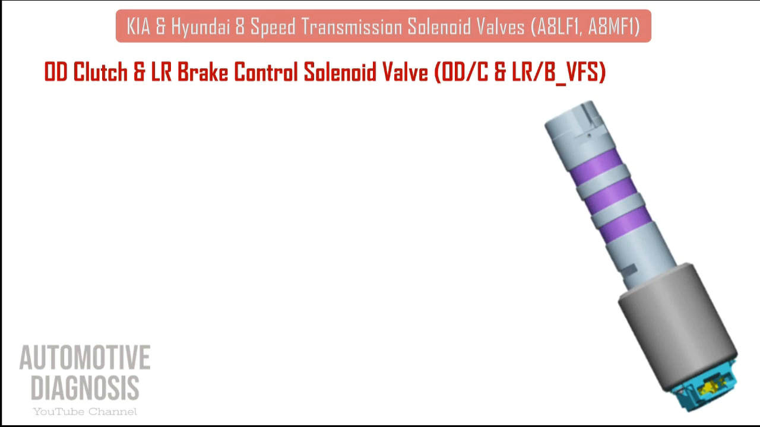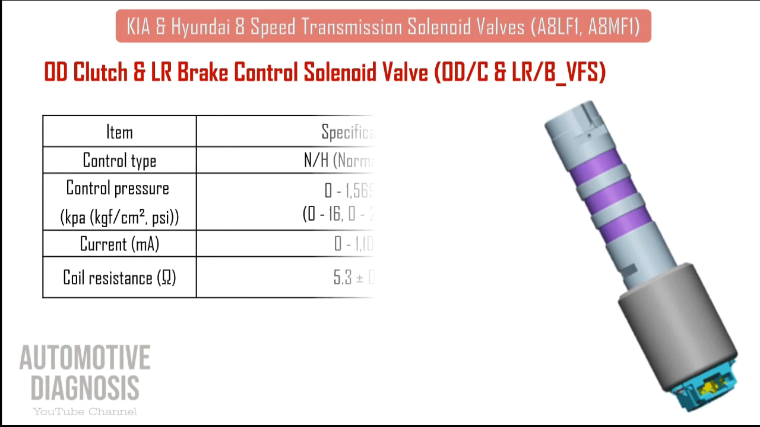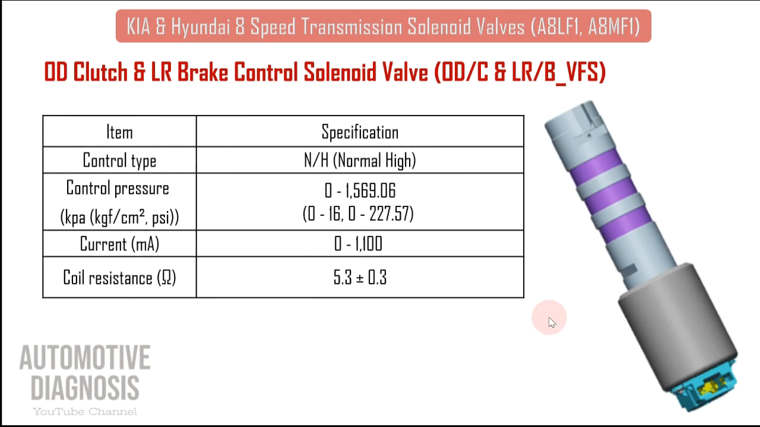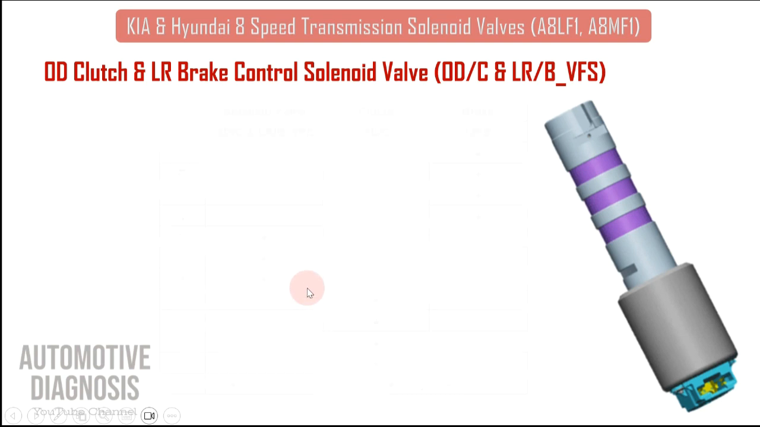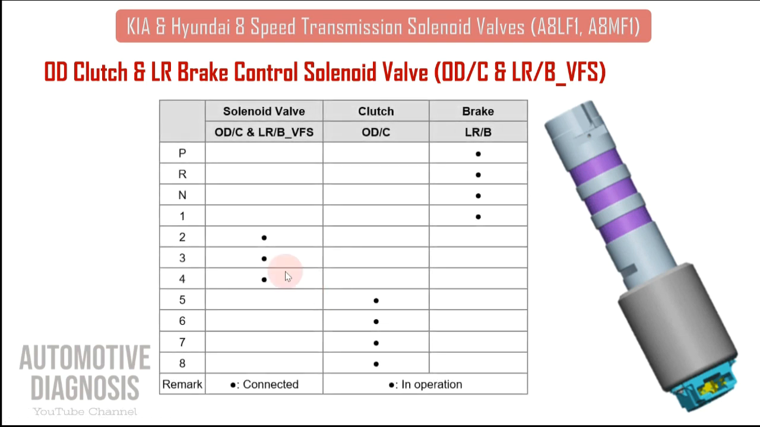There is another solenoid valve on this valve body. We call it the overdrive clutch and low and reverse brake control solenoid valve. This one is a normal high as well. The amount of current and resistance of these two are exactly the same, so easy to remember. And the operation is just like this because this one is a normal high.